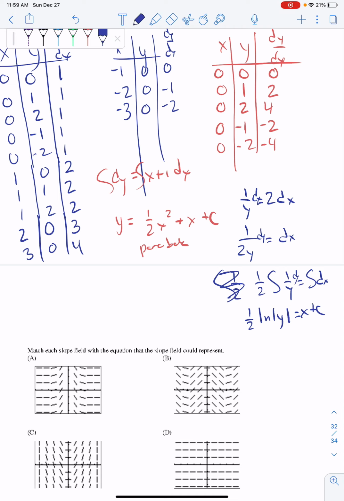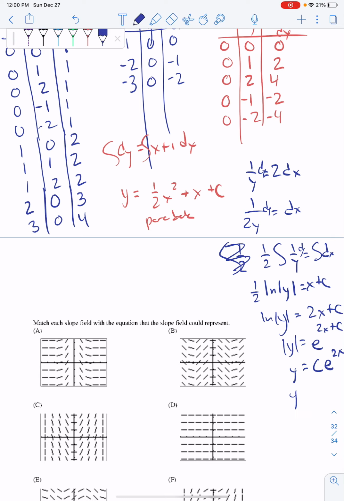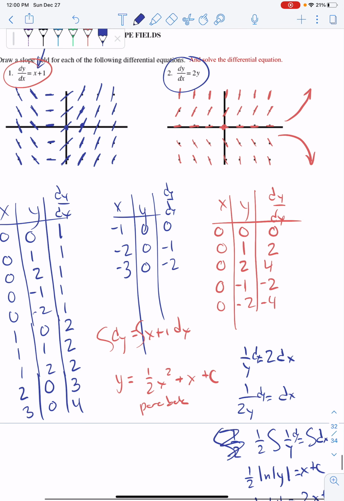So that means that if I times by 2, then the natural log of y equals 2x plus c. And then if I take e of both sides, then the absolute value of y equals e raised to the 2x plus c, okay? Which becomes y equals c e to the 2x, and y equals negative c e to the 2x, because I get both of them, right? On my graph, I get the positives and the negatives.